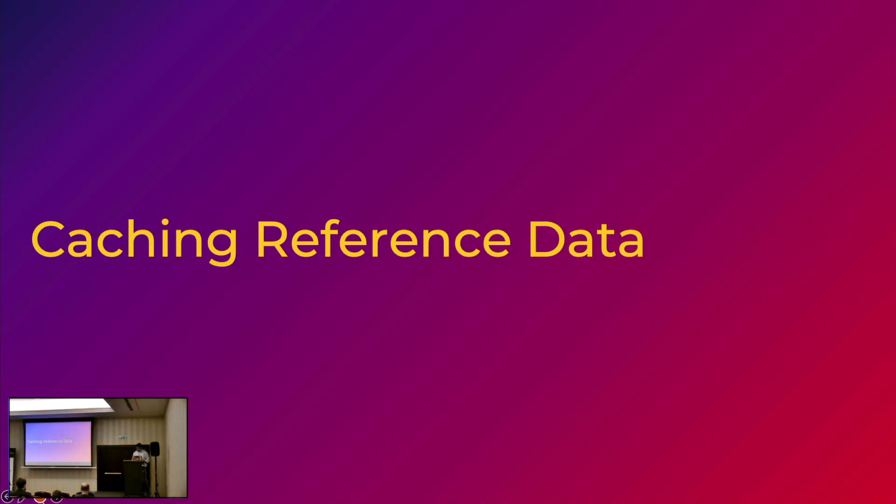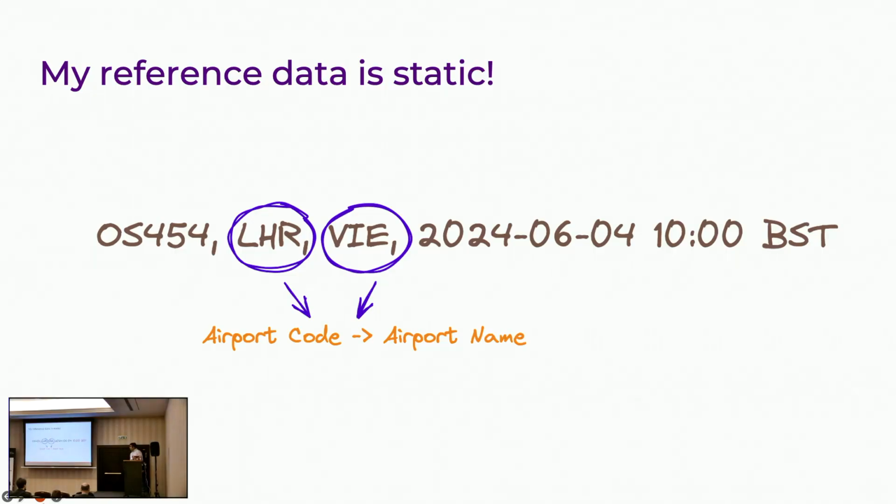Let's first look into the first category of pattern, caching of reference data. In this scenario, my reference data is static. I'm working on a scenario where I'm getting flight events, with the flight number, the airport codes, and the departure date time. The airport codes I need to enrich with the airport names. Now, there are a handful of airports in this world, like 1,700 or 1,800 airports. So it's not a huge volume of reference data. So how can I use the reference data to enrich these events?